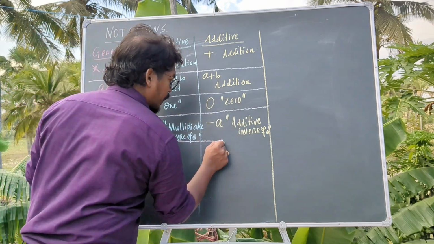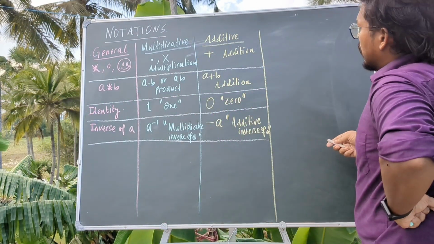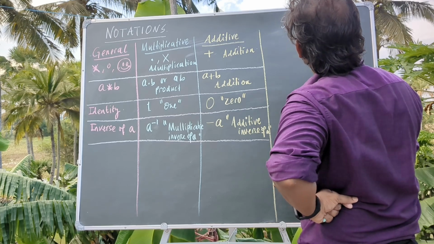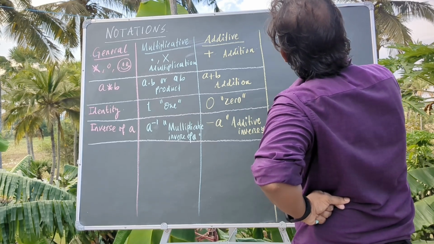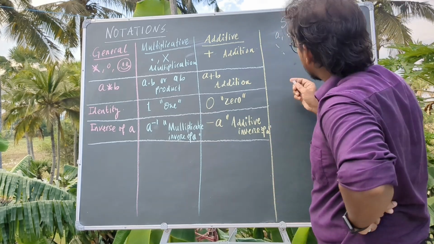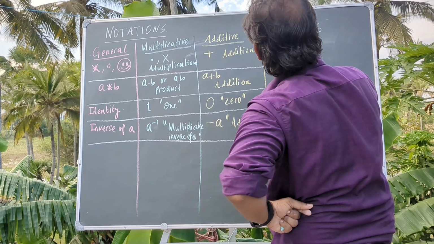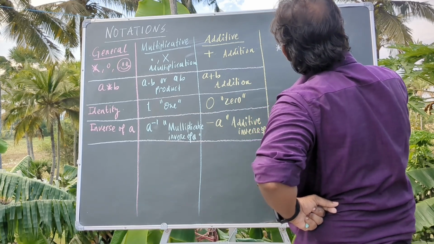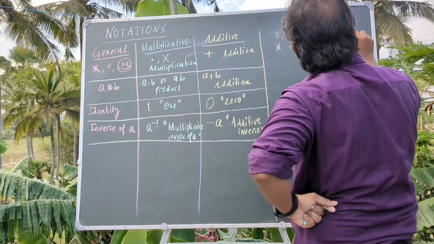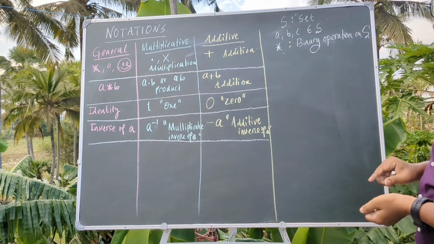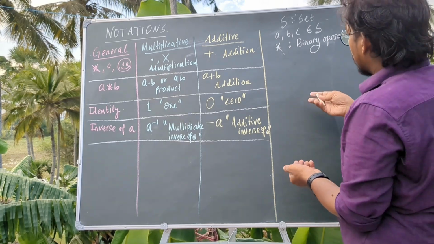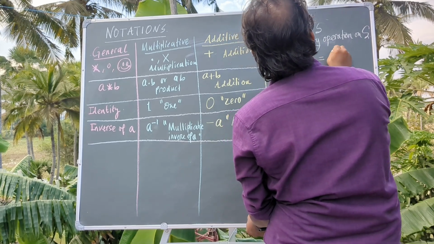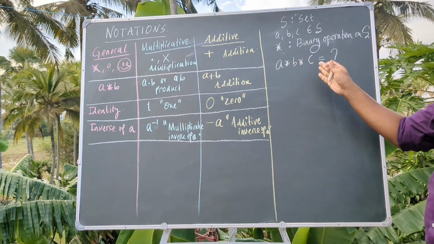For next, I'll put a question. Suppose S is a set, and we have 3 elements in this set, and star is a binary operation on S. Now it is given: find A star B star C. Can you find A star B star C?